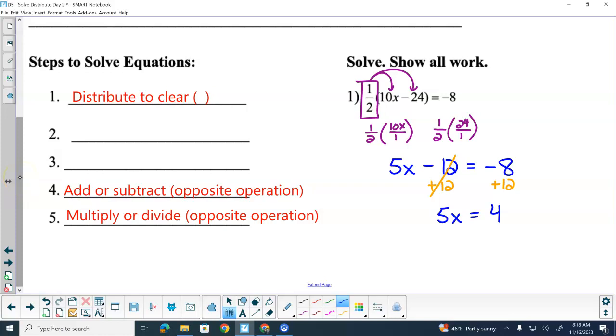Then what? Divide both sides by 5. Can that be reduced?